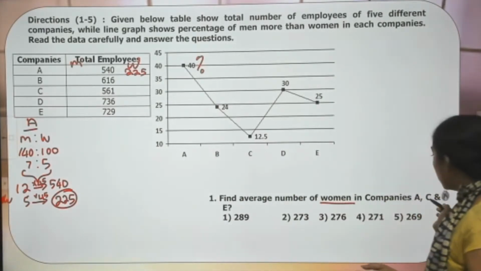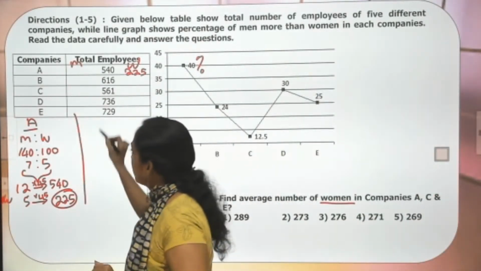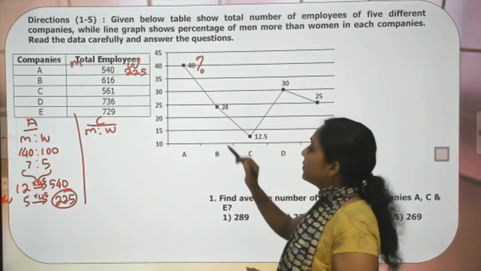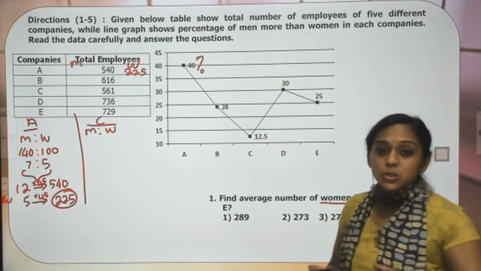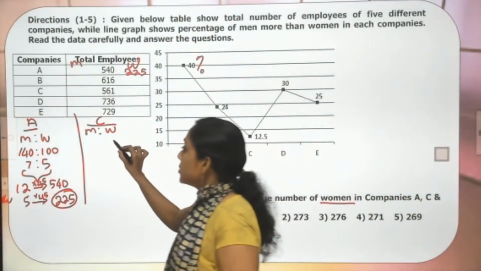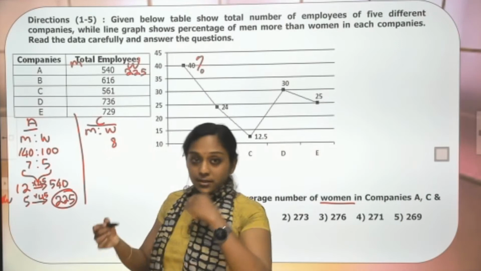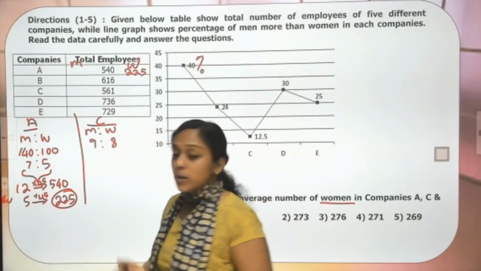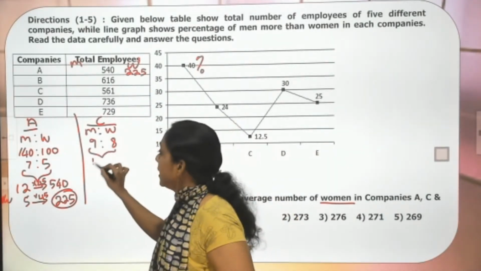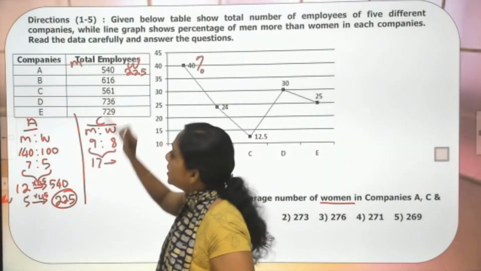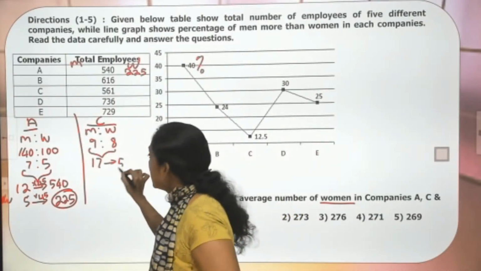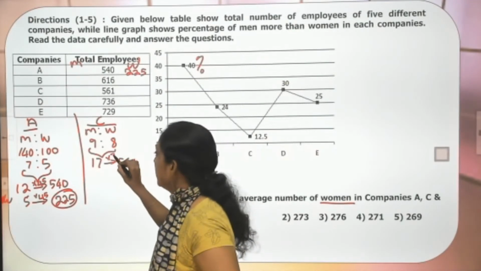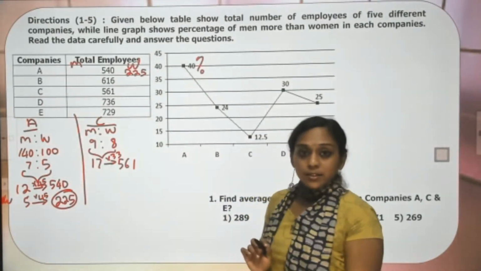Next, from company C. For male and female employees, men to women, it is given for C as 12.5 percentage. 12.5 percentage is 1 by 8. So if I take the women employees as 8, then male employees will be 1 more, that is 9. 9 is to 8 is the ratio. So the total is 17. This 17 is given as 561 for C. So 17 is 561. What is the relation? 17 into 33 is 561.